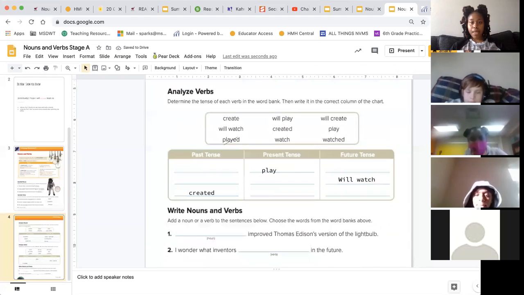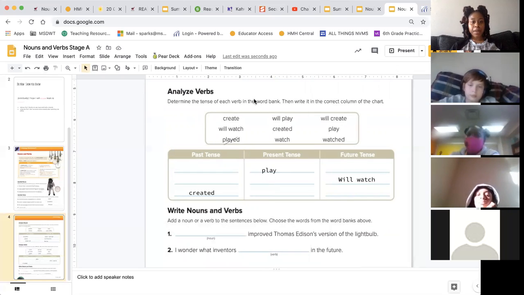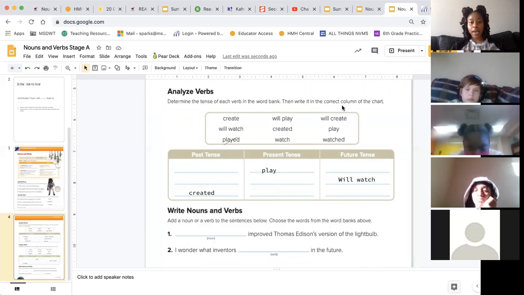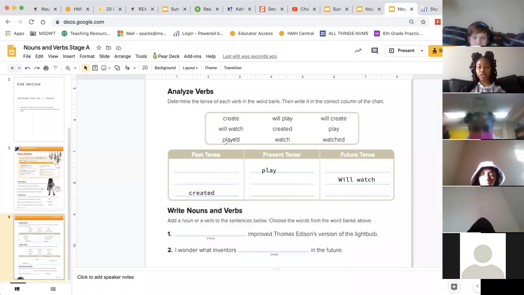All right. Next, we're going to determine the tense of each verb in the word bank. Then write it in the correct column of the chart. So, what is the past tense version of play? Remember, you guys are filling out your Google Slides so that you can turn this in, okay? So, I'm going to have you guys do this activity on your own. Put your thumb up when you have filled out each column. And then we'll go over the last two.